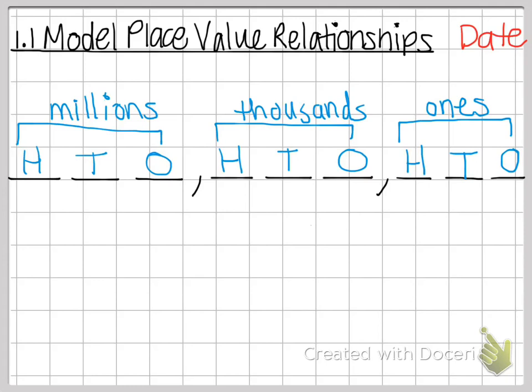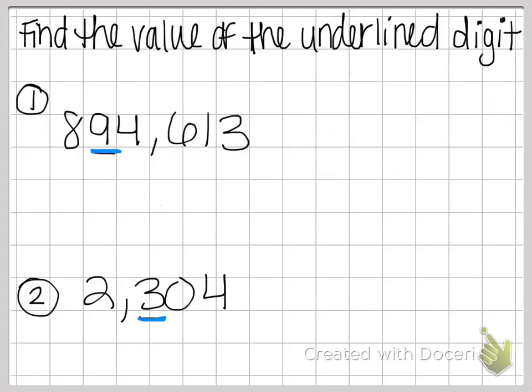We're going to use place values to determine how much a digit is worth. So let's practice with these problems. We're going to find the value of the underlined digit, meaning how much is that underlined digit worth? So for number 1, we have 894,613, and the 9 is underlined.